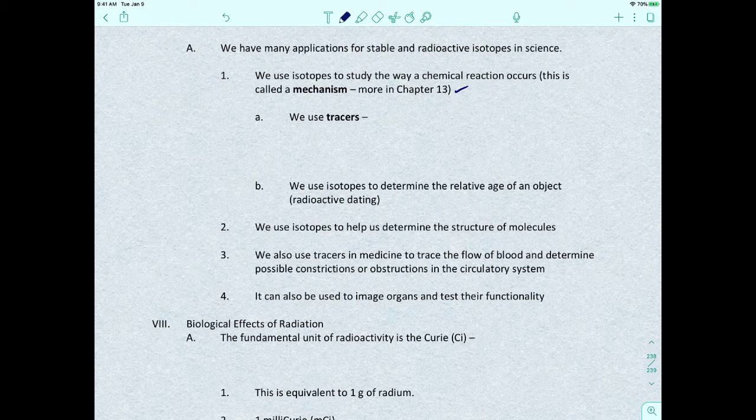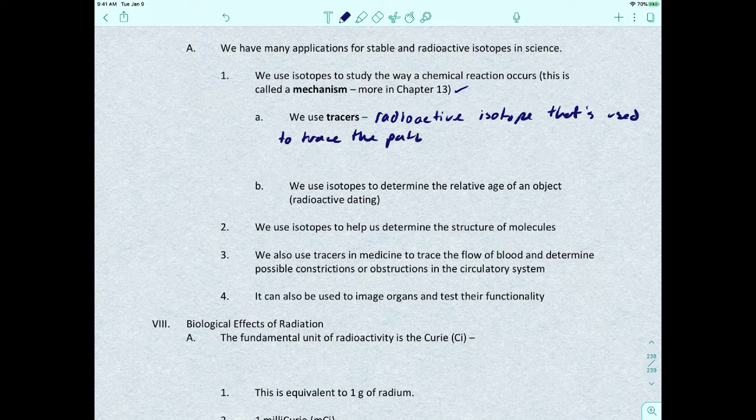We can also use a tracer, and a tracer is a radioactive isotope that we use to trace the path of the atoms of an element in a biochemical reaction. So a tracer, again, is a radioactive isotope that's used to trace the path of the atoms of an element in, usually, a biochemical reaction.